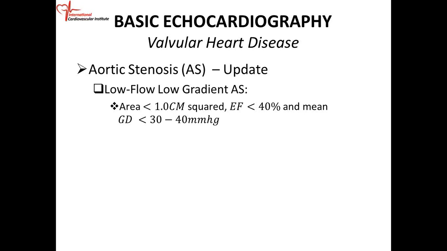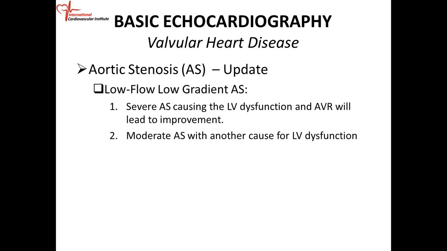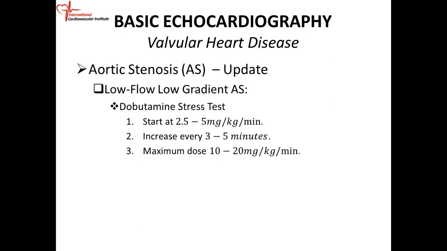Patients where the AS is causing the depression in the LV systolic function, and then a group of patients who really don't have severe AS, but they have some other reason for their depressed LV systolic function. We have to try and distinguish that. So, severe AS causing the LV dysfunction: AVR will lead to improvement. And then the second group is those with moderate AS and another cause for the LV dysfunction. So we can use a dobutamine stress test to distinguish these two groups of patients.